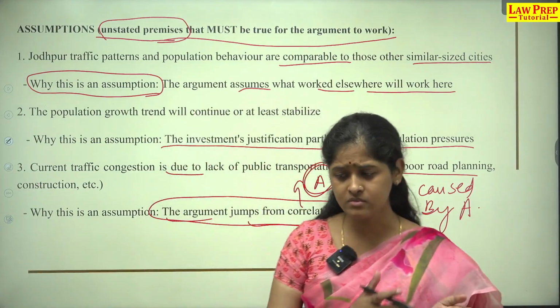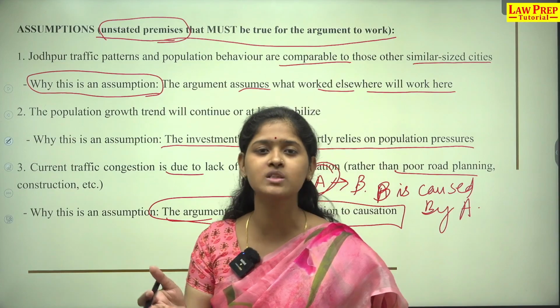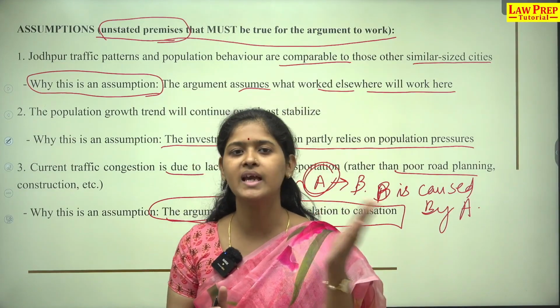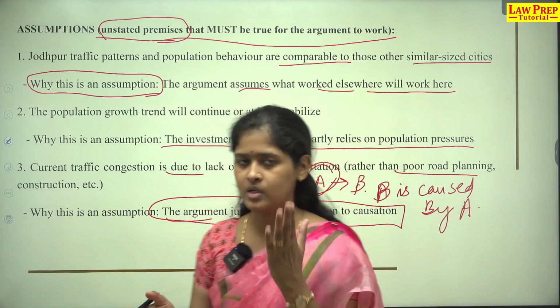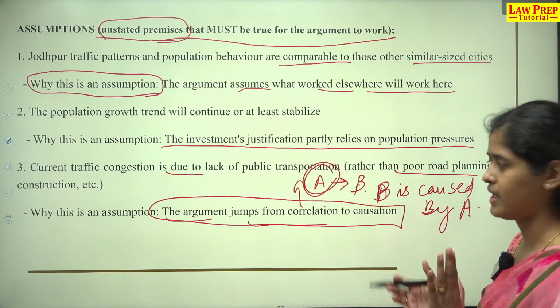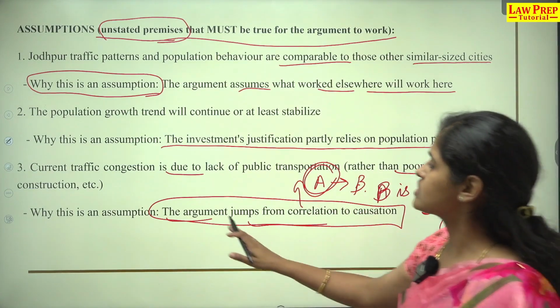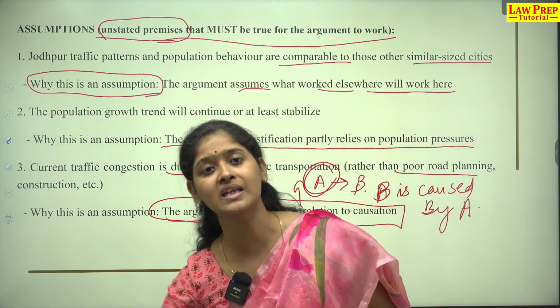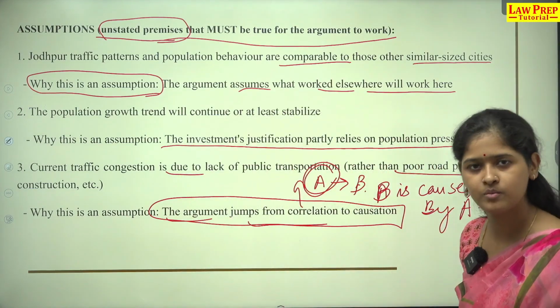And the next one is not a reason, right? Like A is not a reason for B to happen. Correlation means they are simply following each other and they are not related by cause and effect, okay? So your assumption is that the author has not taken any other reason for the traffic congestion problem.